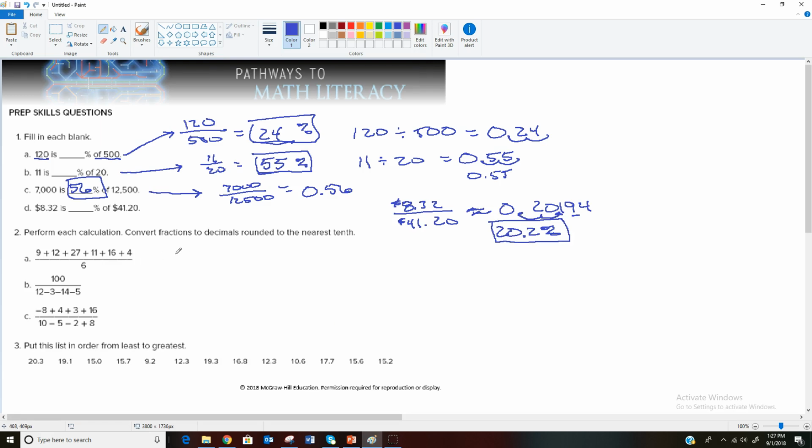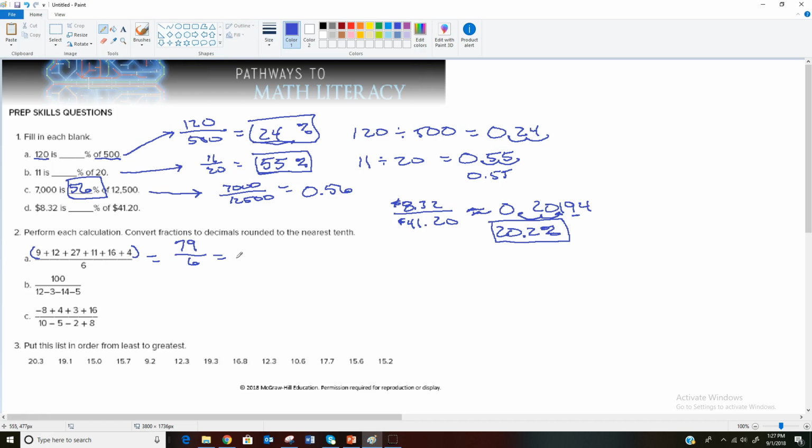So now we're going to perform these calculations. Since this has all addition on the top, I'm just going to complete the addition on the top. So 9 plus 12 plus 27 plus 11 plus 16 plus 4. And as I'm doing these on the videos, I would highly recommend you do them along on your calculator too for practice. You can always pause the video for a second if you need to do something and catch up. So on my calculator, I'm going to hit enter and get 79. And then I'm going to take 79 divided by 6.